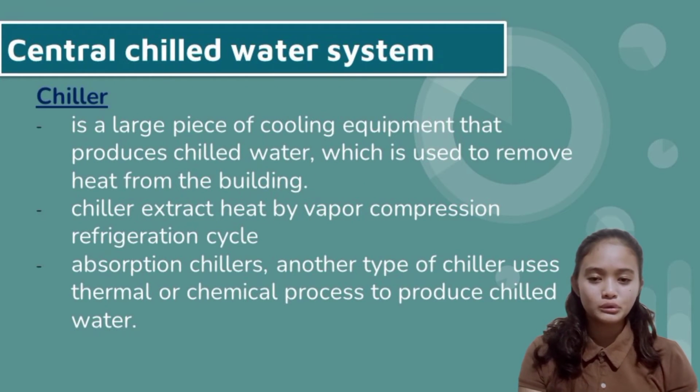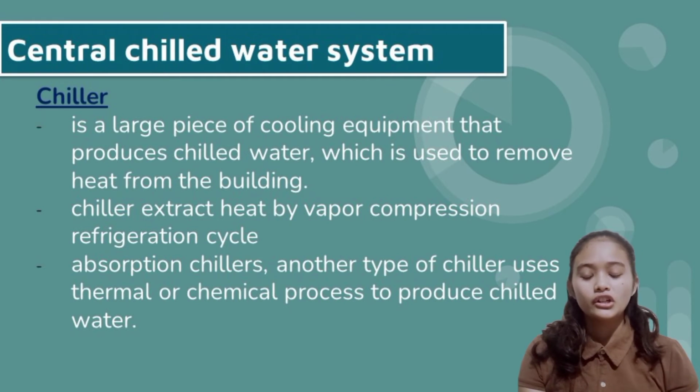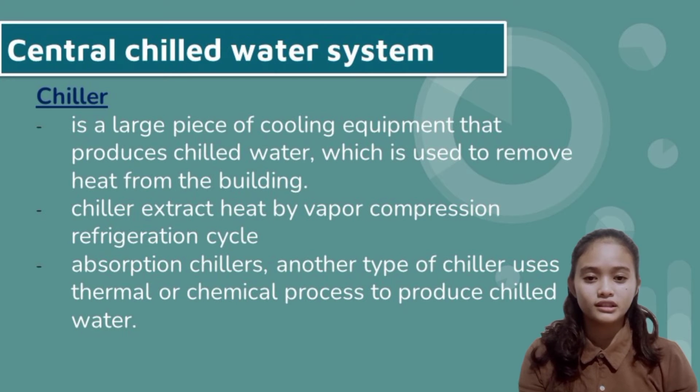In a central chilled water system, there is a thing called the chiller. A chiller is a large piece of cooling equipment which is used to produce chilled water. This chilled water is then used to extract the heat from inside the building. The chiller uses the vapor compression refrigeration cycle to extract heat from the water and eject it outside the building. This then produces the chilled water.